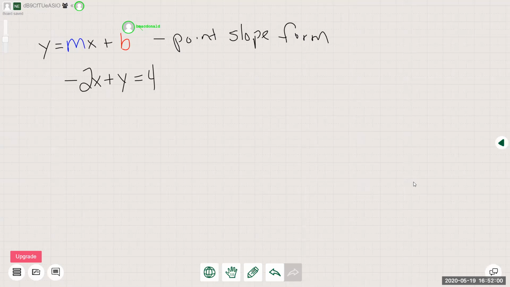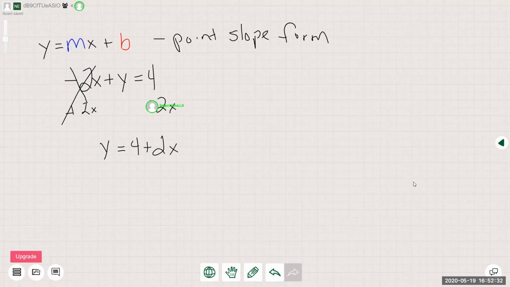So let's take a look. Our first step would be to move that 2x from the same side as the y. And since this is a -2x, we're going to add 2x to both sides. So plus 2x, plus 2x. And that will cancel out on this side, and we will just have y left by itself. And then we have 4 plus 2x.